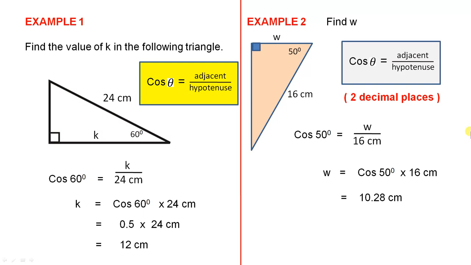So this video has introduced the idea of cosine theta, which is abbreviated to cos theta. And we've seen two examples where we can actually use this ratio to find the lengths of unknown sides in a right-angled triangle.